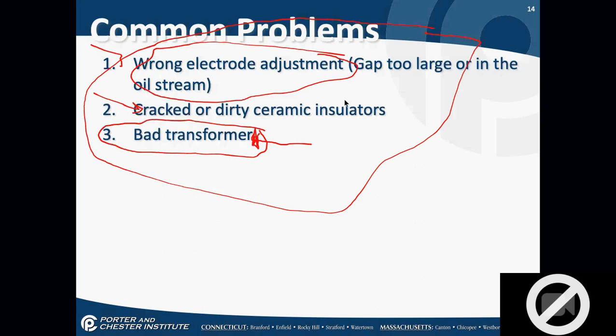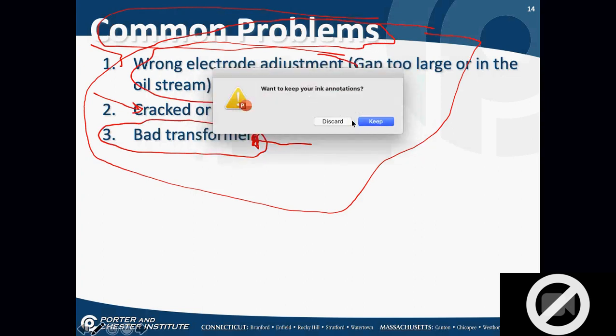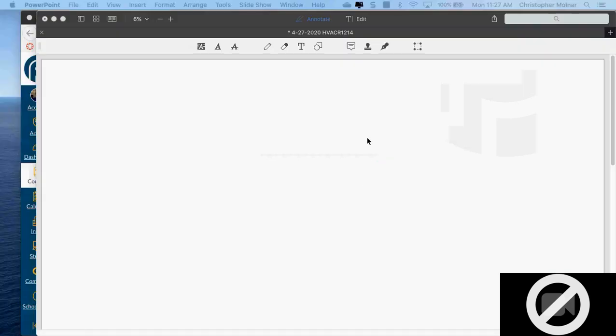Any questions on the common problems? Negative. Anybody else? Any questions on the common problems? Nope. Okay. Just want to make sure that those who have questions ask them. Okay, because common problems, this all comes back to what you're here to learn how to do, and that's to diagnose bad equipment.